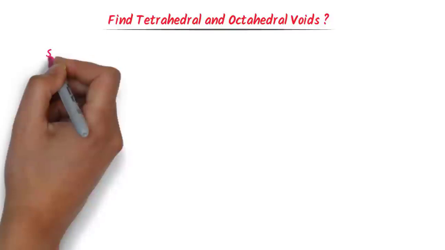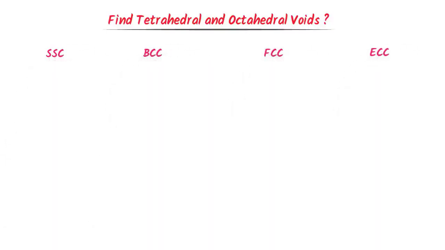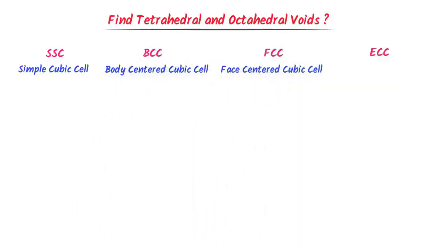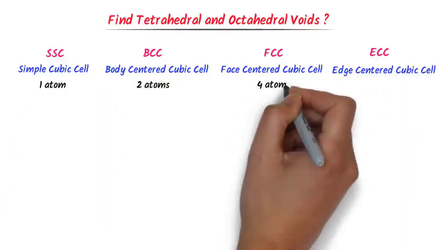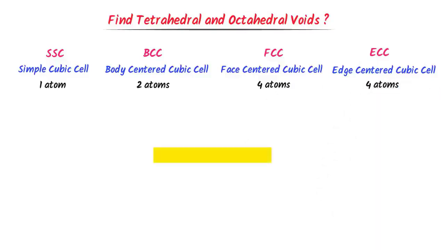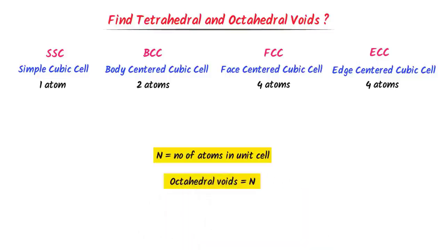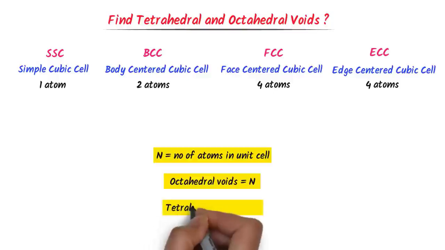Now here is one important question. How can we find tetrahedral and octahedral voids in different unit cells? Well, I write SCC, BCC, FCC and ECC: simple cubic cell, body-centered cubic cell, face-centered cubic cell and edge-centered cubic cell. I write 1 atom, 2 atoms, 4 atoms, 4 atoms. Now N stands for the number of atoms in a unit cell. Remember that octahedral voids in any unit cell is equal to N, the number of atoms present in a unit cell. Secondly, tetrahedral voids in any unit cell is equal to 2N.